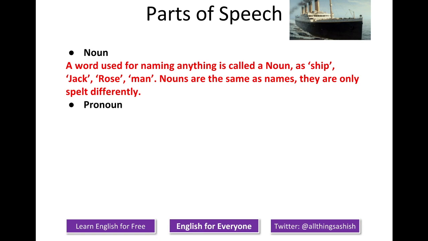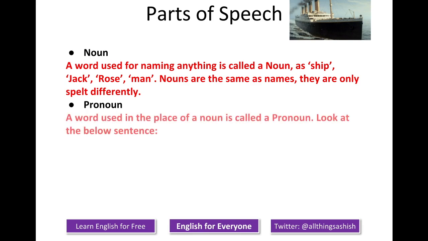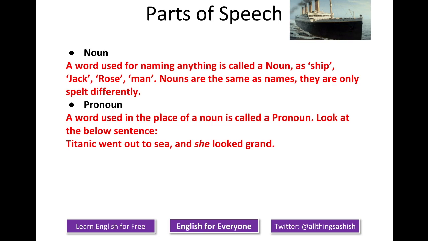Okay, pronoun. So, what's the definition that you have thought of for pronoun? And can you think of some examples for pronoun? Well, pronoun is a word used in the place of a noun. Look at the below sentence. Titanic went out to sea and she looked grand. So, in this sentence, the word she is the pronoun.